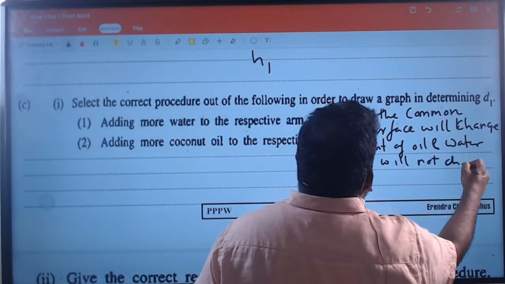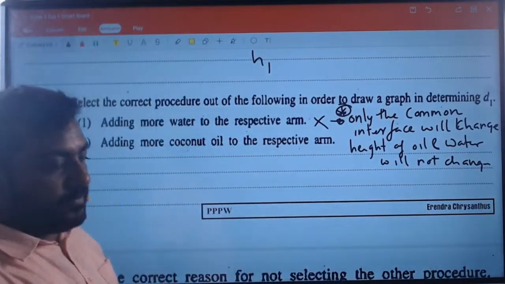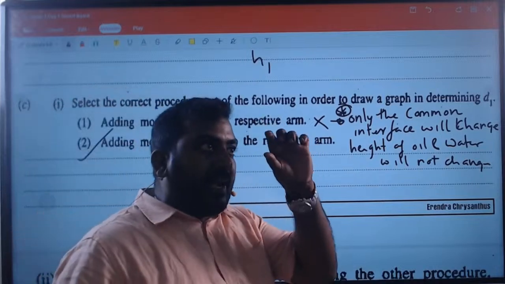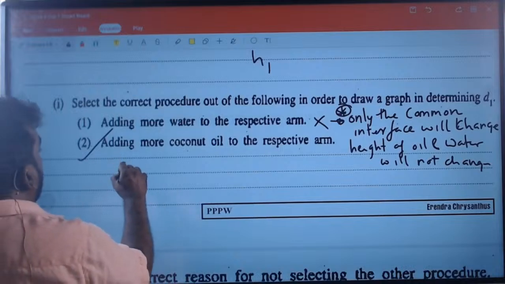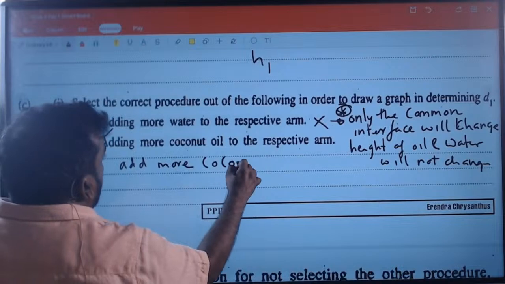Right, that was very important on the side for your knowledge. Then what should you do? Add more oil. When you add more oil, height of oil and height of water both will change. Add more coconut oil.